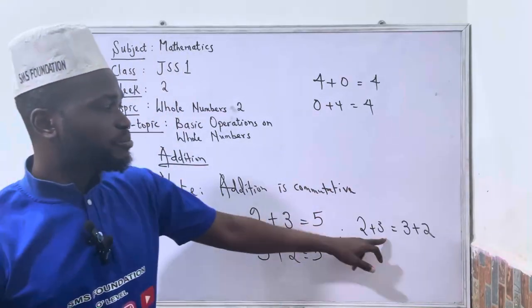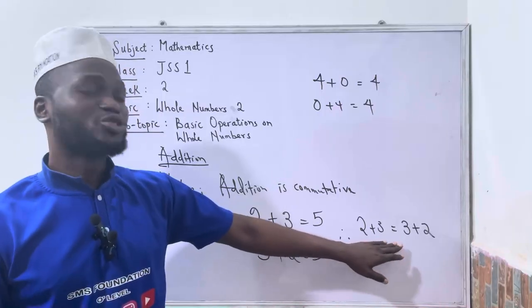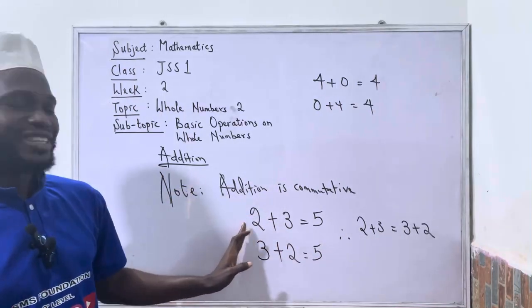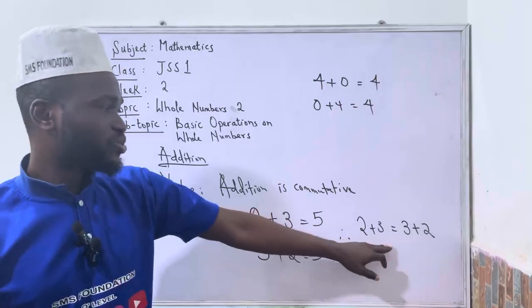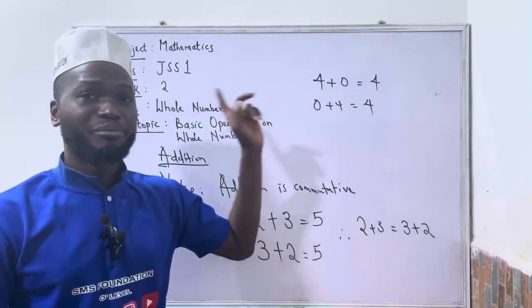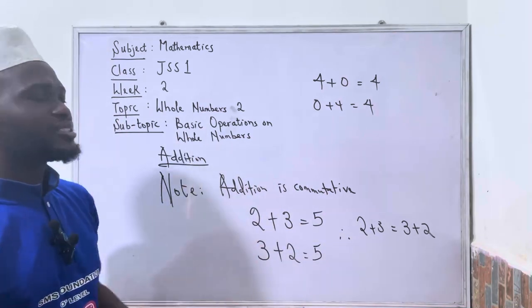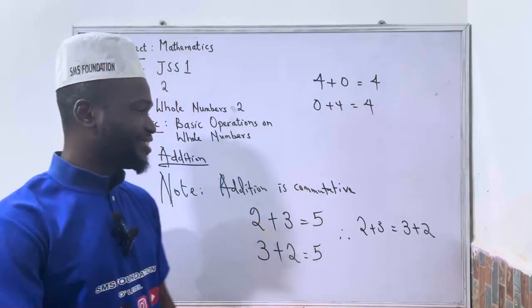So the same thing goes with multiplication, but subtraction cannot be done this way. Subtraction does not satisfy this rule. It is only addition and multiplication that satisfy this rule. All right. So this is the end of addition.